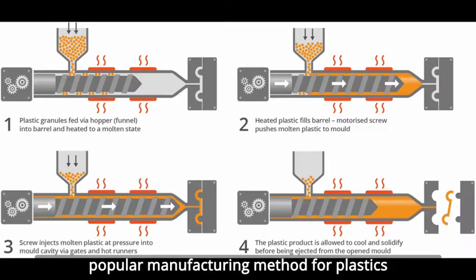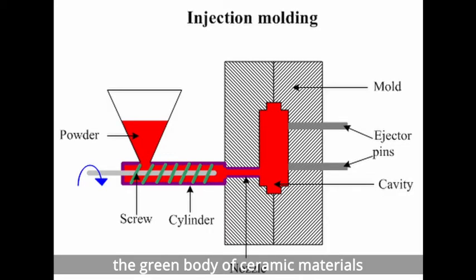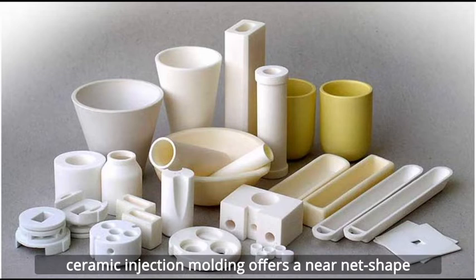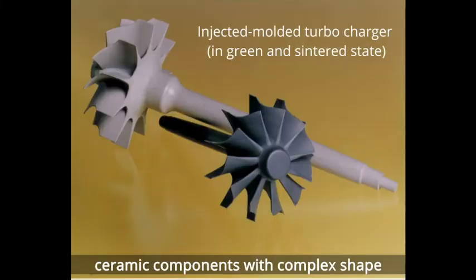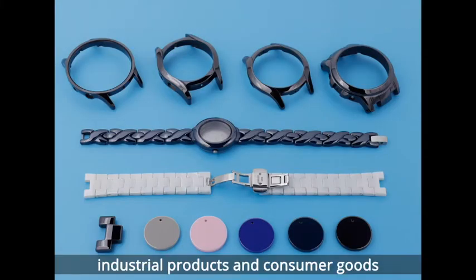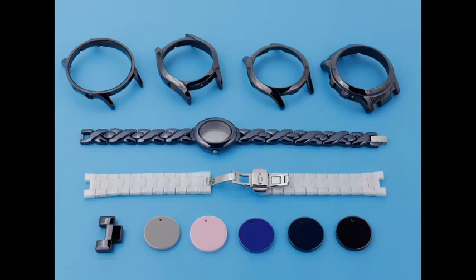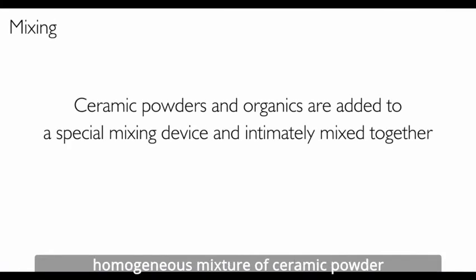Injection molding. Injection molding is a popular manufacturing method for plastics, and it's also applied for preparing the green body of ceramic materials. Ceramic injection molding offers a near-net shape, large-scale production of ceramic components with complex shape. What you are seeing now are all ceramic injection molded industrial products and consumer goods. The basis for the ceramic injection molding is a so-called feedstock. The feedstock consists of a homogeneous mixture of ceramic powder.